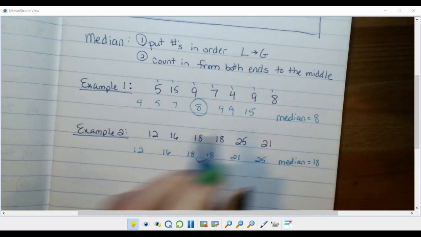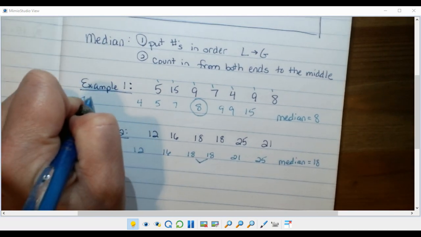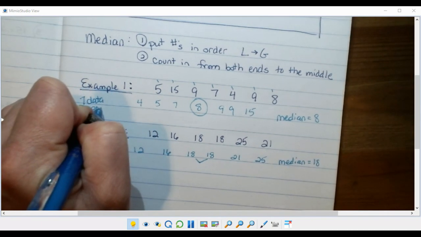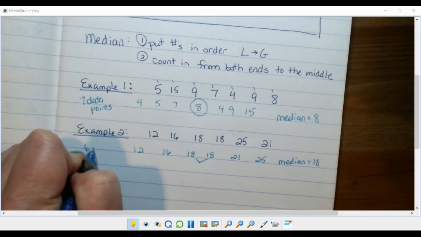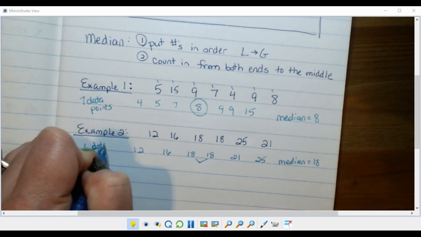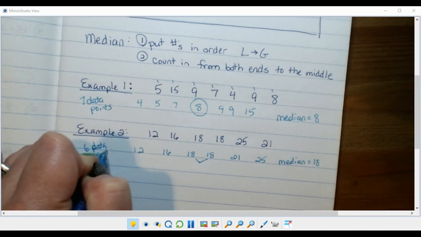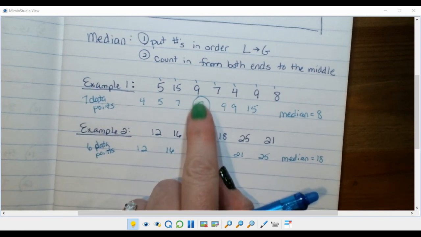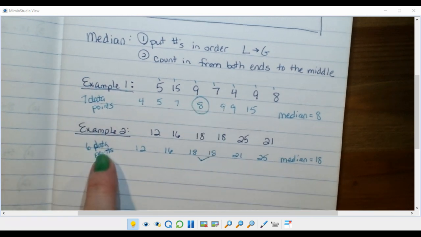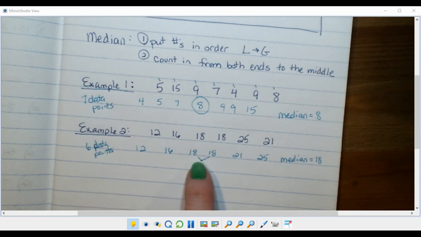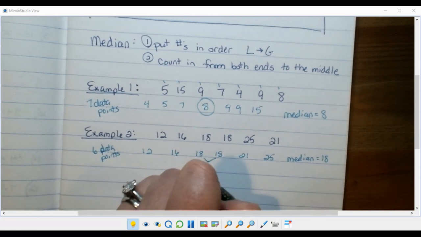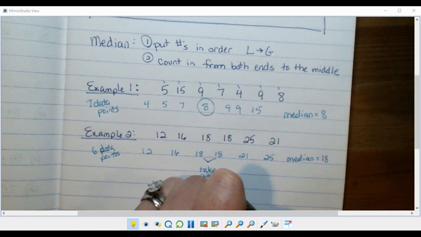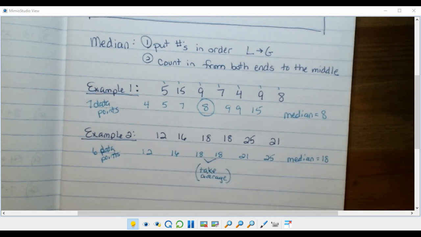Now let's go back and talk about this. This one had 7 points. And this one had 6 data points. When you have an odd number of numbers on your list, you're going to end up smack dab in the middle on 1. When you have an even number of numbers on your list, you're going to have to do this and take the average of the 2 that are in the middle.